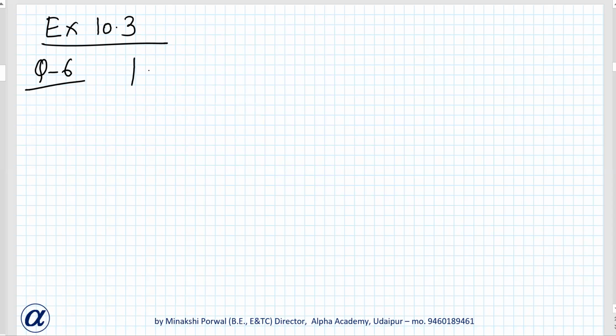Find vector A, magnitude of vector and vector B if A plus B dot A minus B is equal.